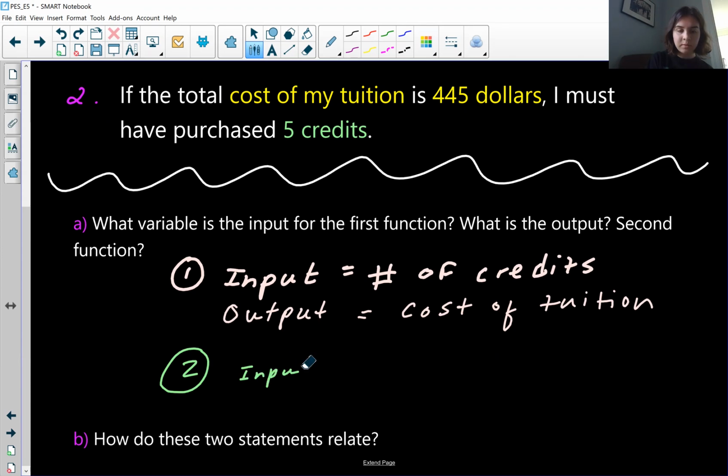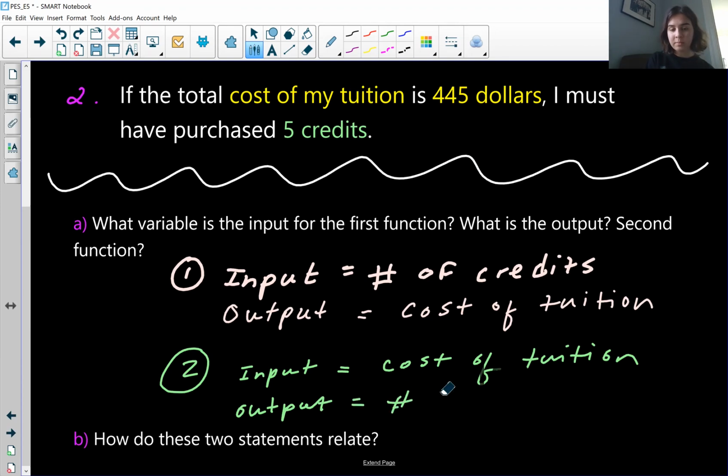our input, it looks like, is the total cost of tuition. So I'm starting with my cost of tuition. What you're starting with is going to be your input. So cost of tuition. All right, and then my output is going to be number of credits, because I have a certain cost of tuition, and then that will translate to an amount of credits. Okay, so what do we see here? Basically, for these two statements, I have flipped my input and my output.